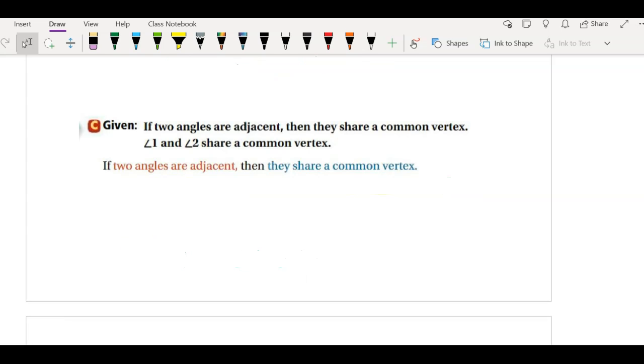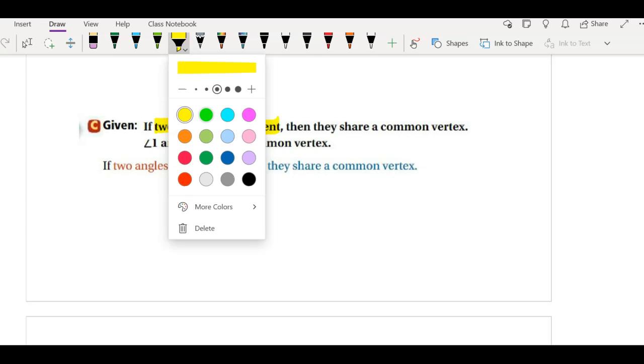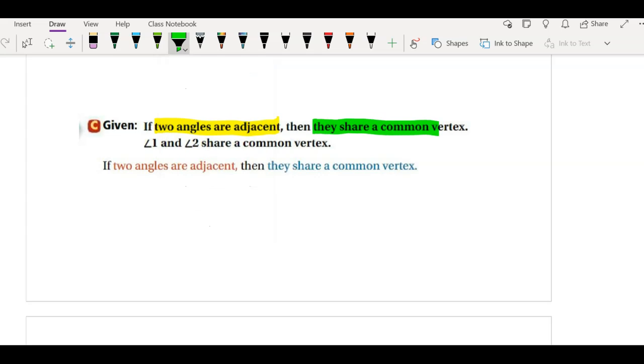So let's take a look at another example. So I'm given, if two angles are adjacent, then they share a common vertex. And then my statement is angle 1 and angle 2 share a common vertex. So notice, first let's highlight our hypothesis. Two angles are adjacent, and my conclusion, they share a common vertex.